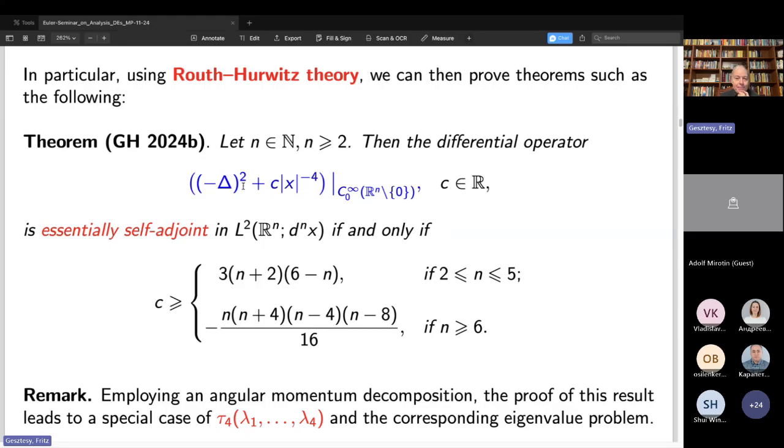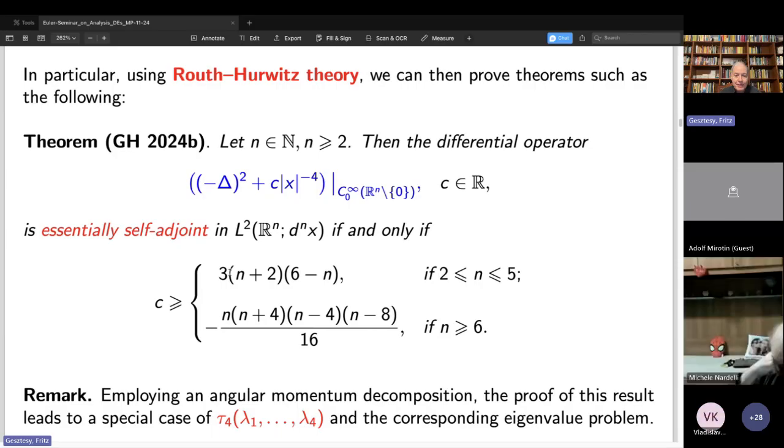So suppose I do m equals 2, so the square of the Laplacian, and we add this homogeneous in x potential term C mod x to the minus 4. Then one can show that this is indeed essentially self-adjoint on the domain C0 infinity of Rn minus the origin, if and only if the constant C satisfies these inequalities, which you see you get different values whether n is between 2 and 5 or when n is larger or equal to 6.